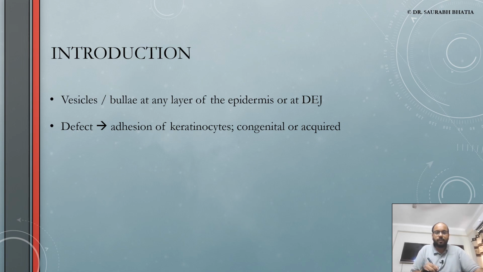Now, vesicles or bulla can occur at any layer of the epidermis or dermoepidermal junction. You need to have a vesicle or a split within the layers of the epidermis or at the dermoepidermal junction. The split can happen because of defects in the adhesion of keratinocytes, which can be congenital or acquired. Understand that there are two cells or two keratinocytes. They will be attached to each other by using desmosomes, hemidesmosomes, tight junctions. They are attached to the basal layer or to each other with these kinds of attachment molecules.